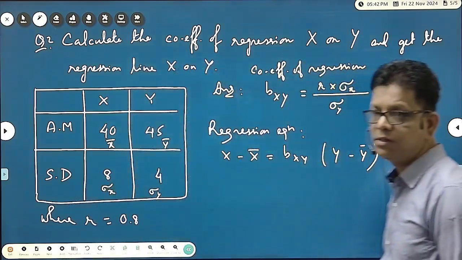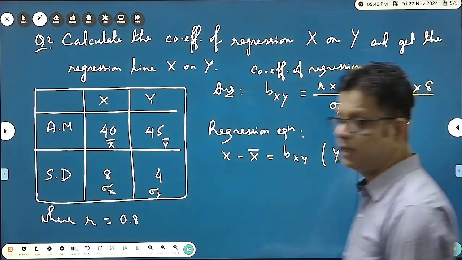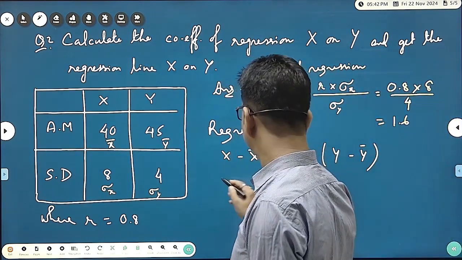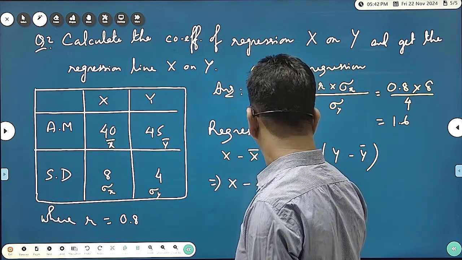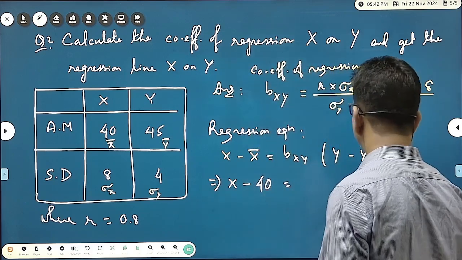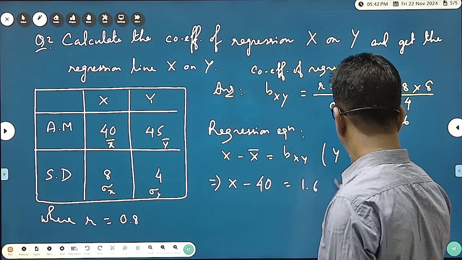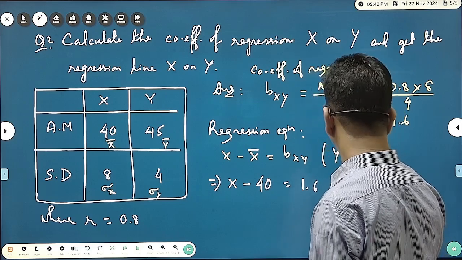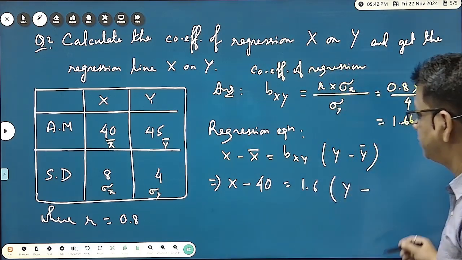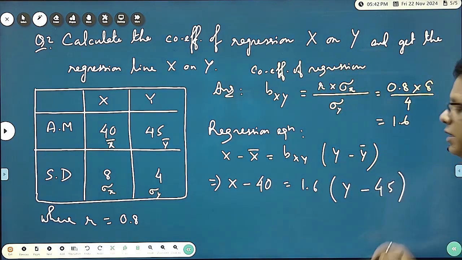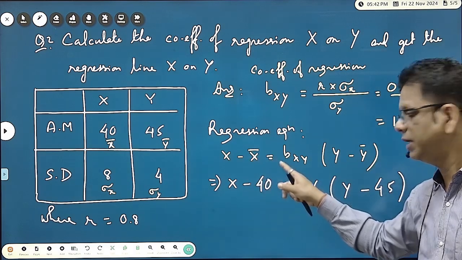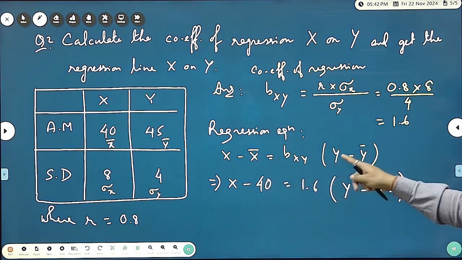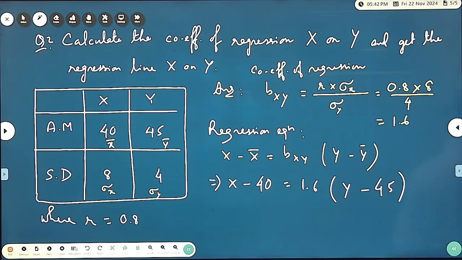Got it? Okay, just to put it now, x. Last time I was finding x bar and y bar. Since it is direct, x minus x bar, how much? 40. B of xy, that means the regression coefficient x on y, is 1.6, multiplied by y minus y bar, which is 45. To simplify, write x in terms of y. With y on x, you know the formula already: y minus y bar equals b of yx multiplied by x minus x bar.